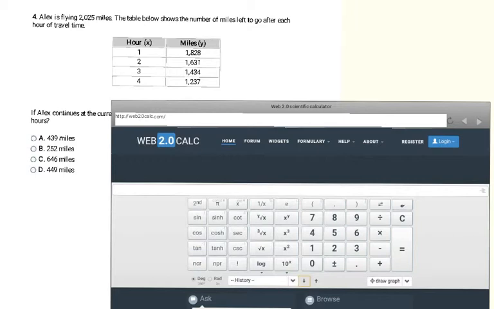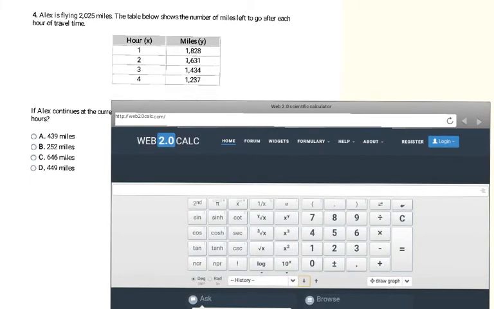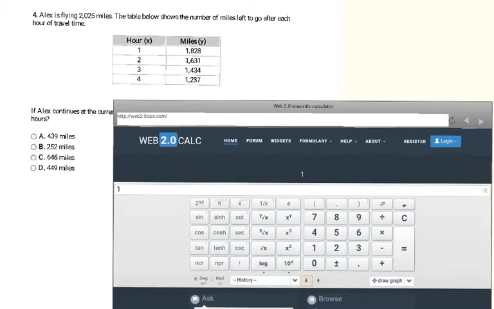So I brought up a calculator because we're going to want to see if there's a pattern with these numbers. Now on the x side, you can see that it's increasing by 4s. Now on the y side, we want to see if they're decreasing at the same rate. And if they are, we're in luck. So I'm going to take 1,828 minus 1,631, and that equals 197. So this is going down by 197.